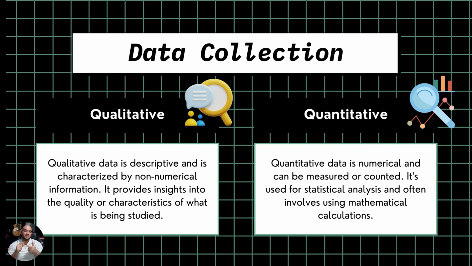Qualitative data is going to be descriptive and is categorized by non-numerical information. It provides insights on the quality or characteristics of what's being studied, right? So if I say qualitative analysis, this is where I'm doing surveys, feedback forms. Now in quantitative analysis, it's data that's numerical and can be measured or counted. It's used for statistical analyses and often involves using mathematical calculations or statistical software.